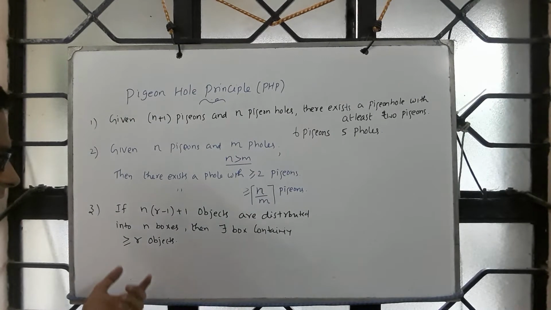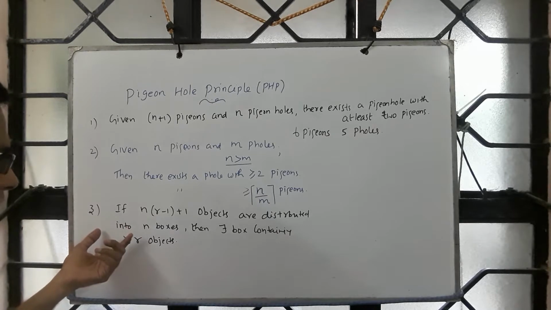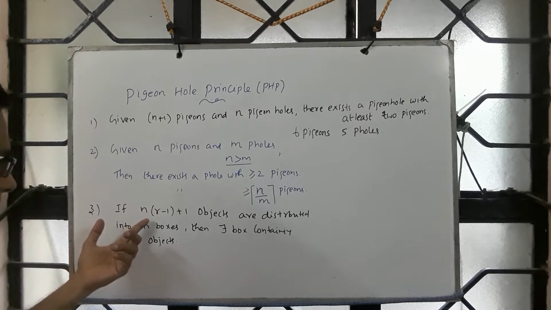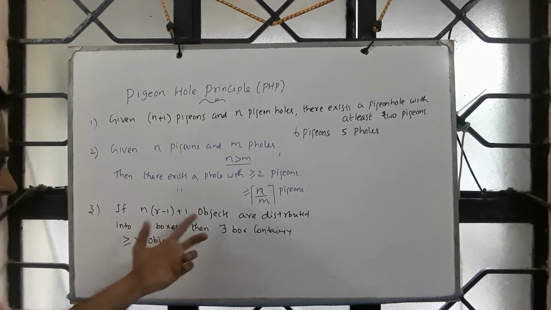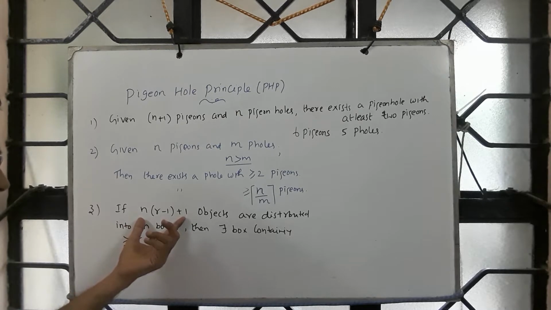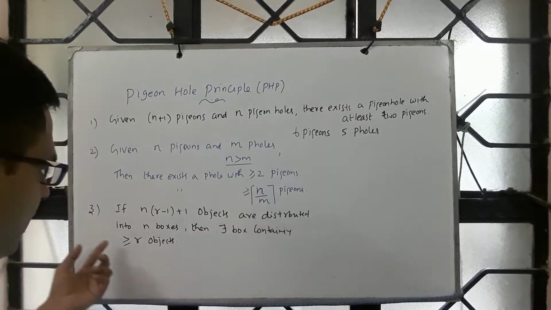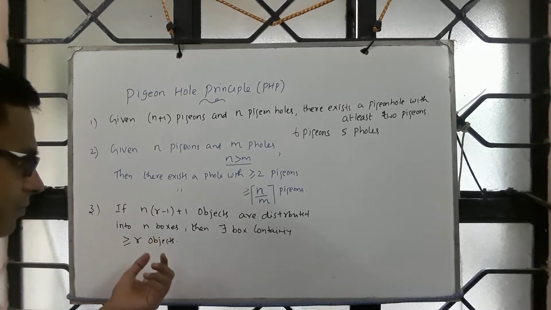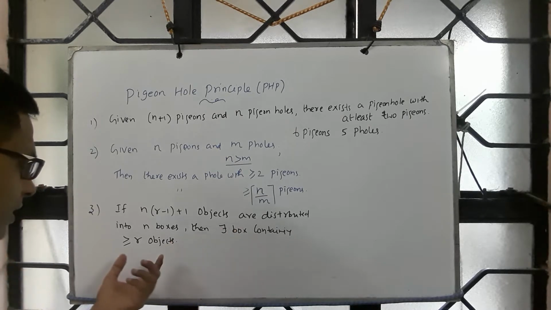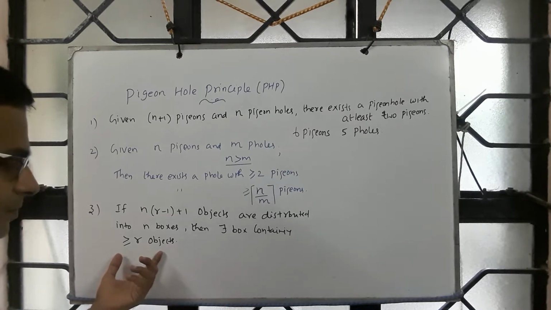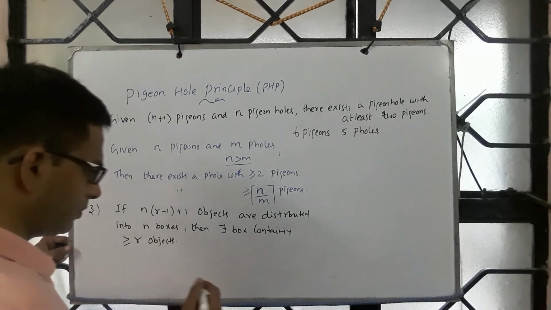There is also a variant, and it's all one and the same, but here is one way of looking at the principle. Given n into r minus 1 plus 1 objects which are distributed into n boxes, then the pigeonhole principle says there exists a box containing at least r objects. Okay, so one can also prove this.